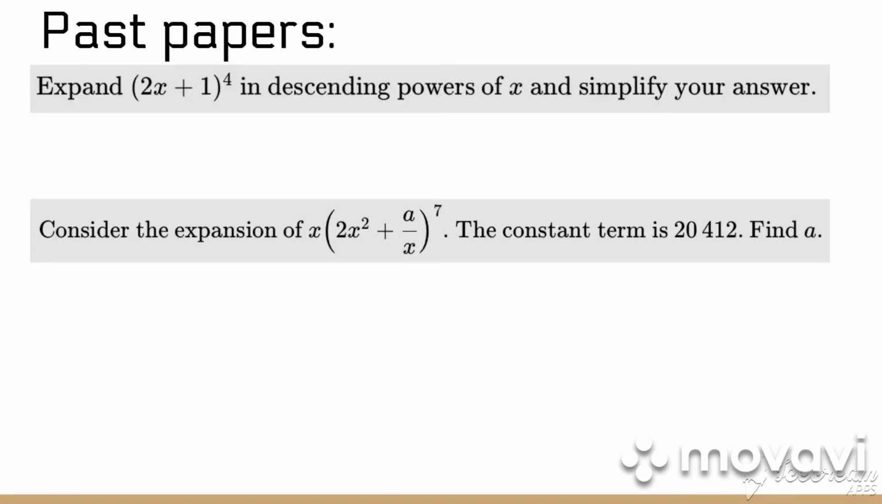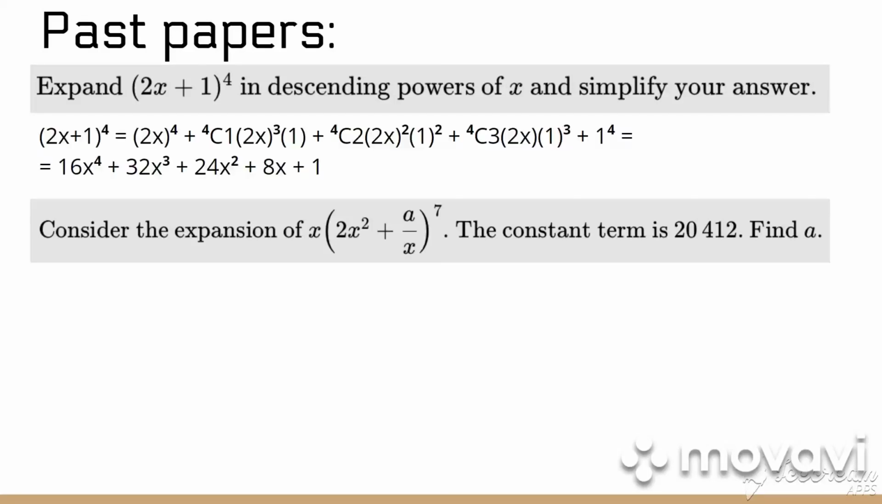And now let's get back to the past papers. Past papers are the exercises that we're getting from paper 1 and paper 2 that were on the exams of previous years. So the first task asks us to expand 2x plus 1 to the power of 4 in descending powers of x and simplify your answer. So this is a pretty easy task.